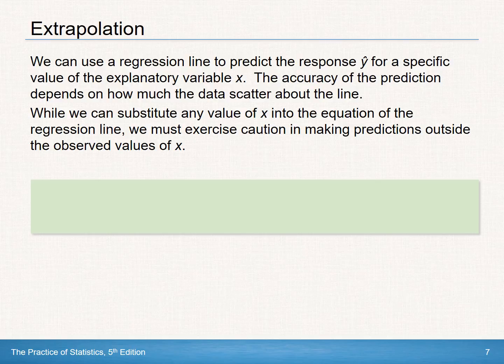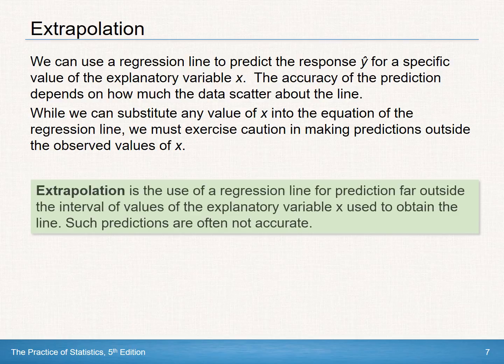So this leads us to extrapolation. We can use a regression line to predict the response y hat for a specific value of the explanatory variable x. The accuracy of the prediction depends on how much the data scatter about the line. While we can substitute any value of x into the equation of the regression line, we need to use caution in making predictions outside the observed values of x. So if you're predicting outside of your data, you have to be careful about your prediction.